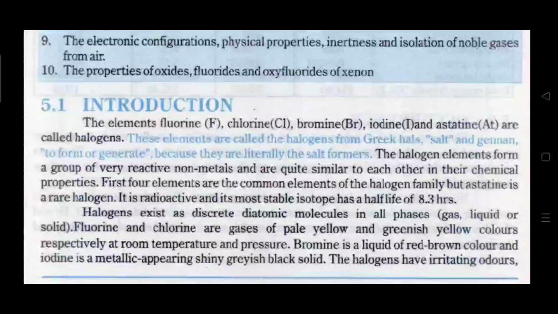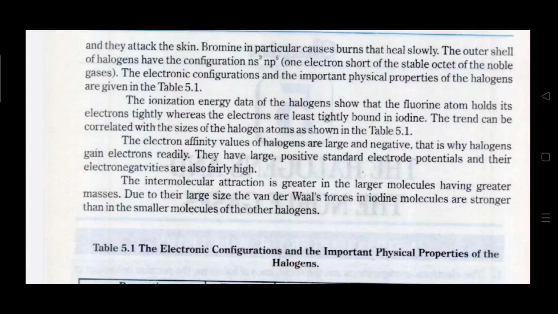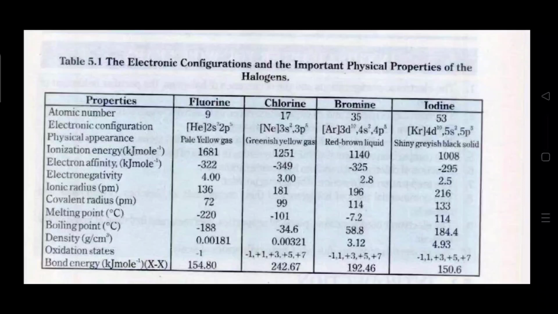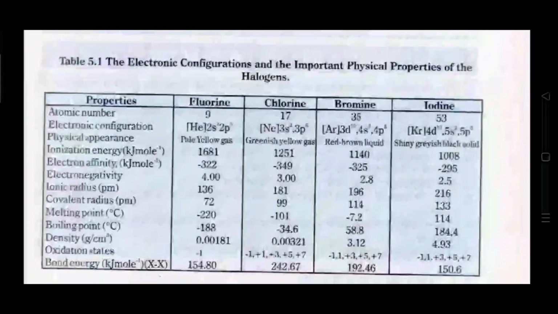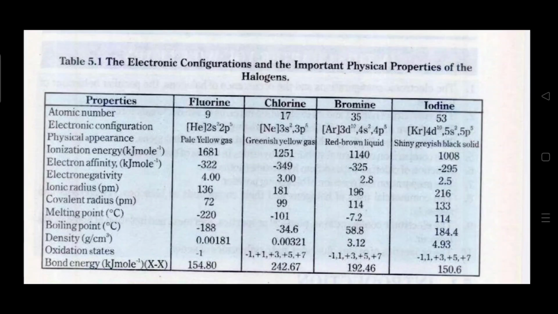The halogens have irritating odors, and they can attack the skin. Now let's talk about the chemical properties of group 7A elements. First of all, the electronic configuration of group 7A elements is ns2 np5. It means that the group 7A elements have 7 electrons in their outermost shell. The atomic number of fluorine is 9, chlorine is 17, bromine is 35, and iodine is 53.